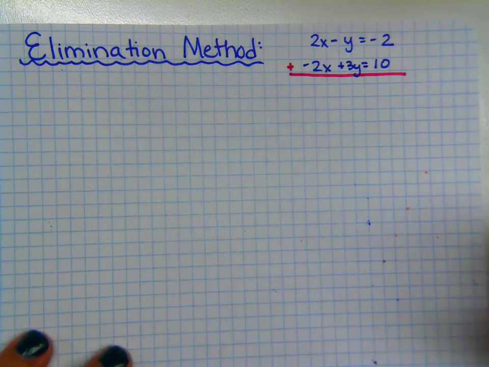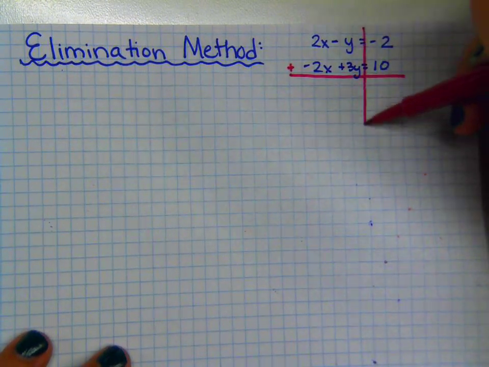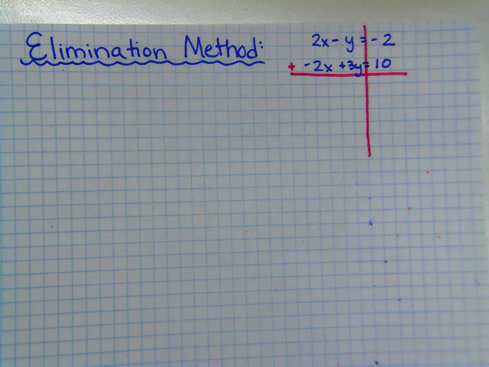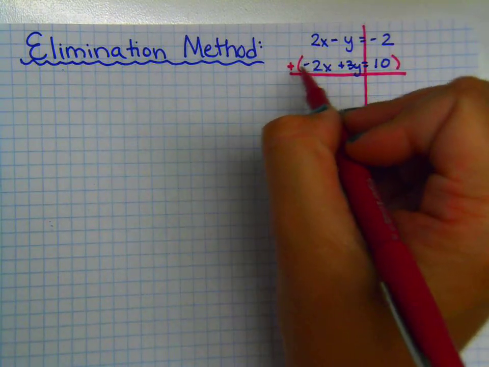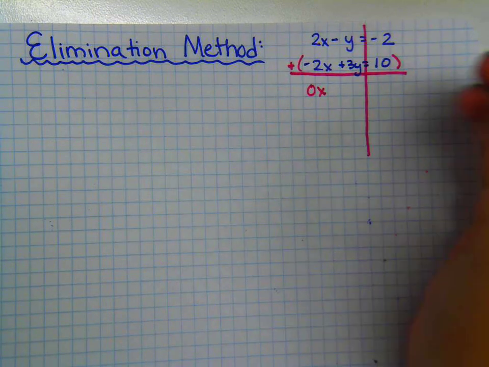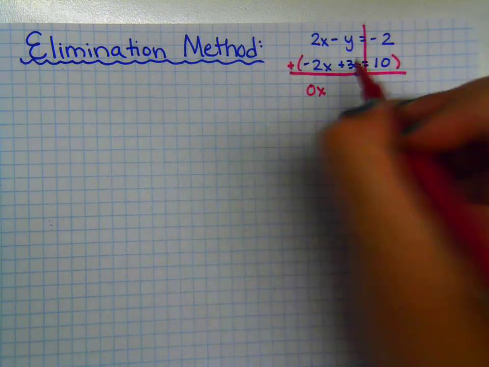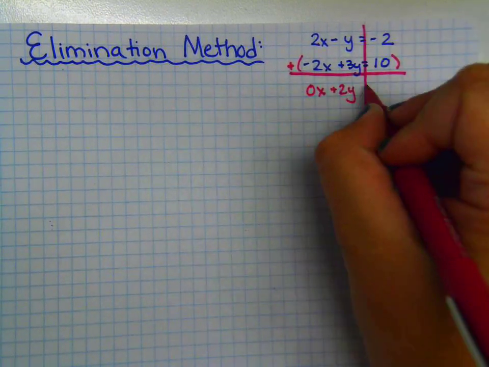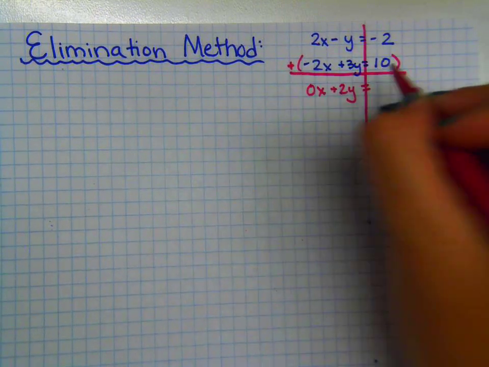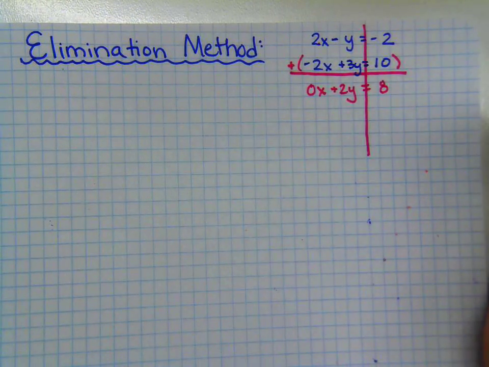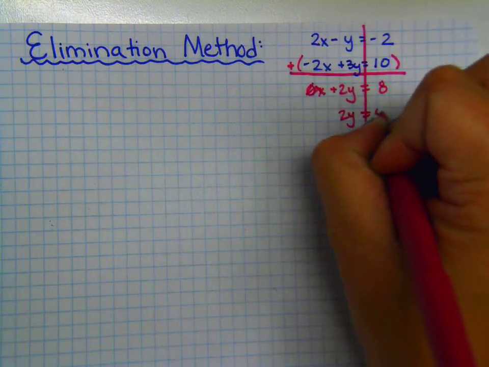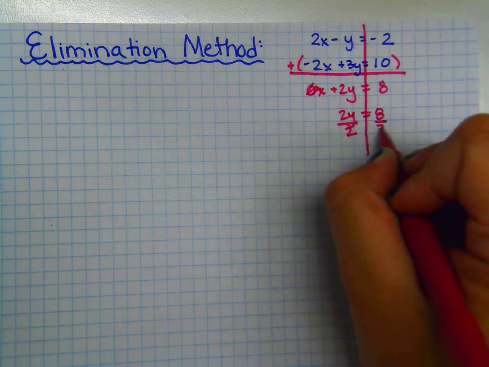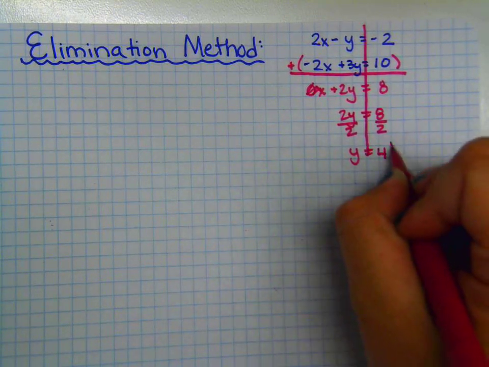Now, what I like to do is I like to put a line through my equal signs so that I make sure to keep those lined up. The equal signs staying lined up will really help you with the problem. So let's go ahead and add these equations. 2x plus a negative 2x, that'll be 0x. Negative y plus a 3y will be a plus 2y. Negative 2 plus 10 will be a positive 8. Now I don't need to write the 0y, so I'm just left with 2y equals 8. When you divide by 2, you get y equals 4.